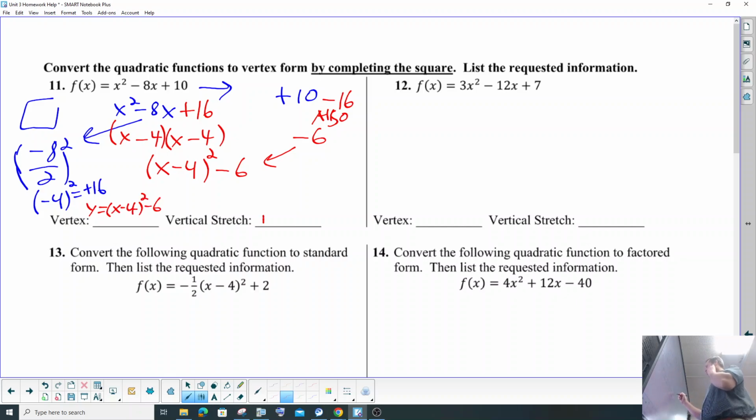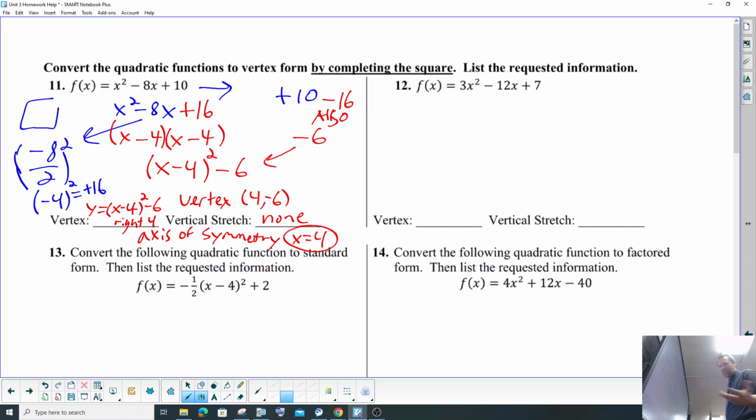Do we have a vertical stretch? No. But we do have an axis of symmetry. Do you remember that? Our axis of symmetry is just the x value, not negative 4, but positive 4. And our vertex, remember what it is? It's not left 4, but right 4. Remember, it's opposite. So right 4, down 6 is our vertex. Don't forget how to do that.